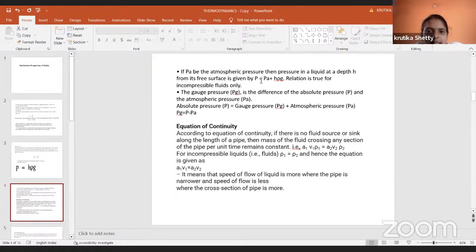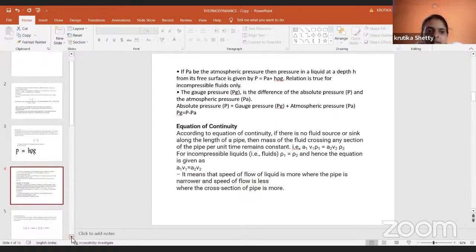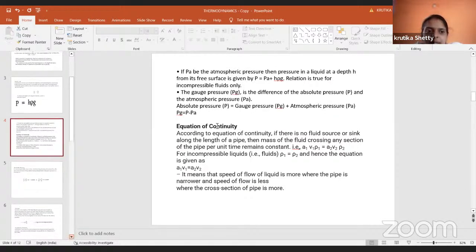So this is regarding the pressure at some height. Then the gauge pressure, it is the difference of the pressures. Then the one more point we discussed, that is Pascal's law. Okay, so next here we have the equation of continuity.